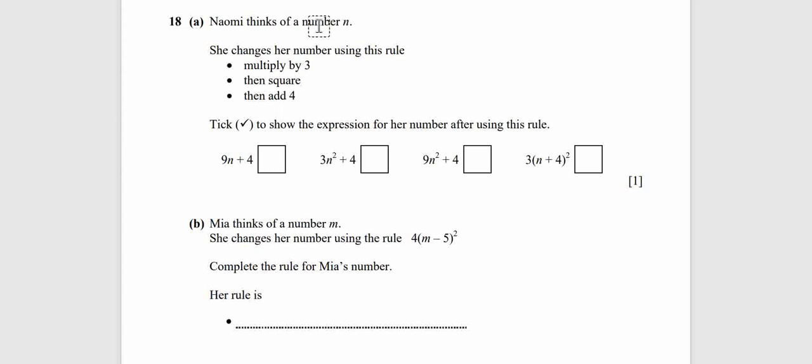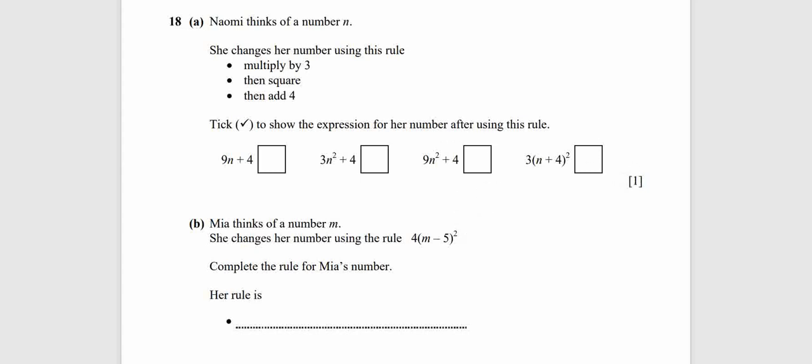Now we go to question 18a. Naomi thinks of a number n. She changes her number using this rule: multiply by 3, then square, then add 4. Write down the expression for her number after using this rule. One mark, 10 seconds from now. 10, 9, 8, 7, 6, 5, 4, 3, 2, 1.